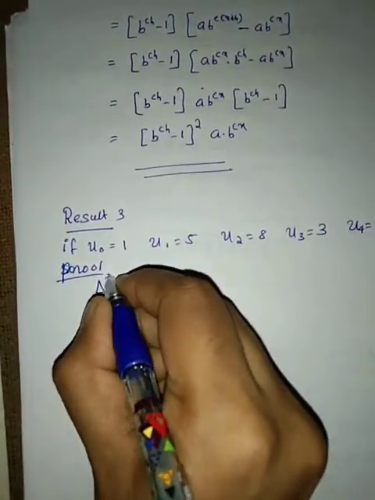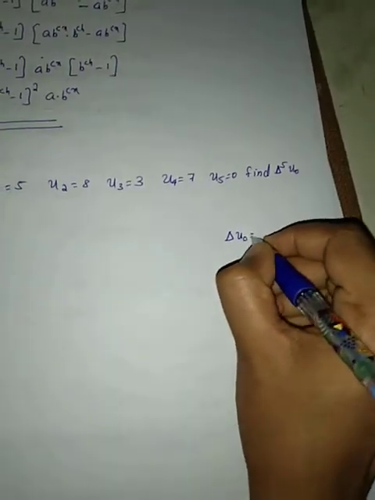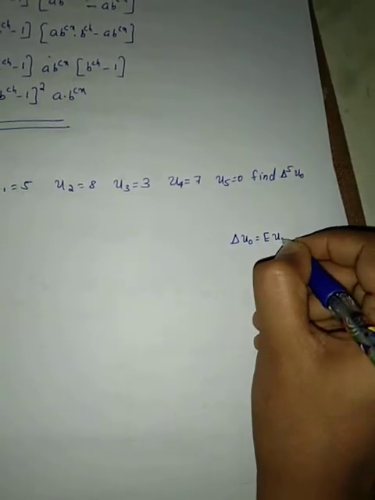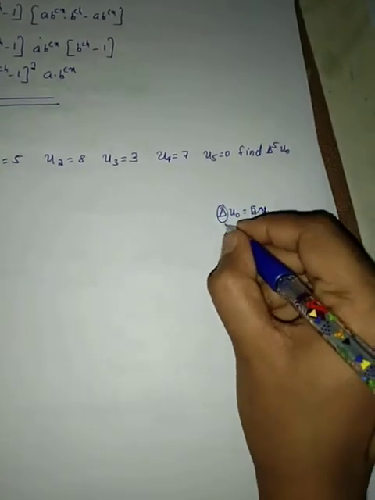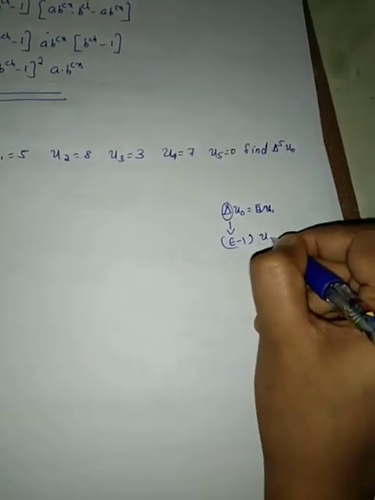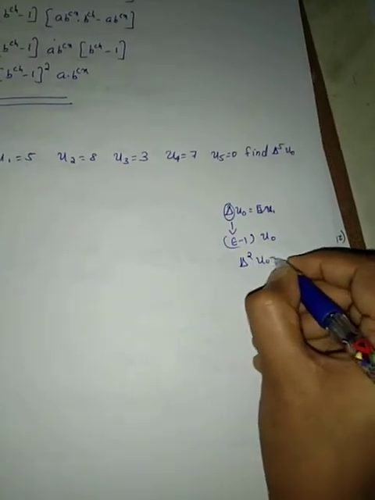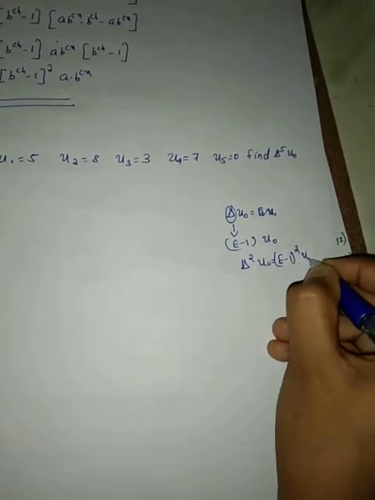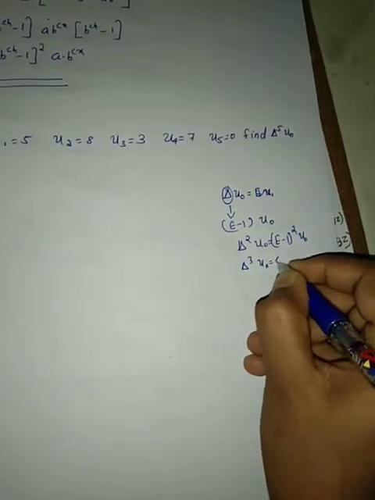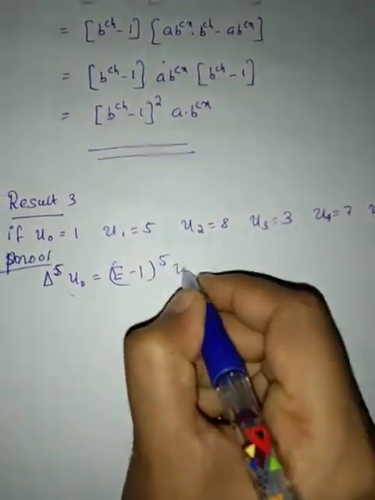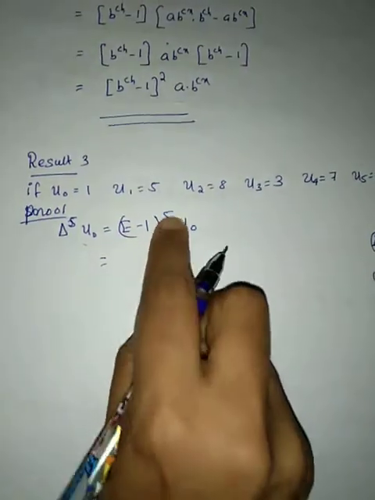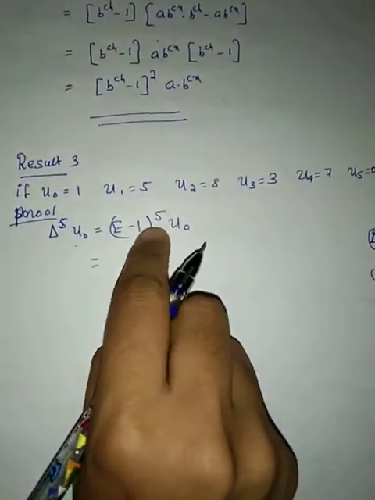We know that delta u0 can be written as e minus 1, so e minus 1 u0. Delta square u0 can be written as e minus 1 whole square u0, and delta cube u0 can be written as e minus 1 cube u0. So here delta raised to 5 u0 can be written as e minus 1 raised to 5 u naught. Then e minus 1 all raised to 5 means a minus b all raised to 5.